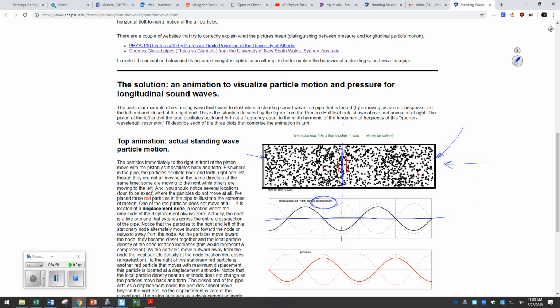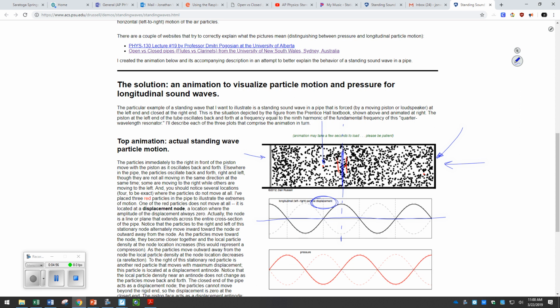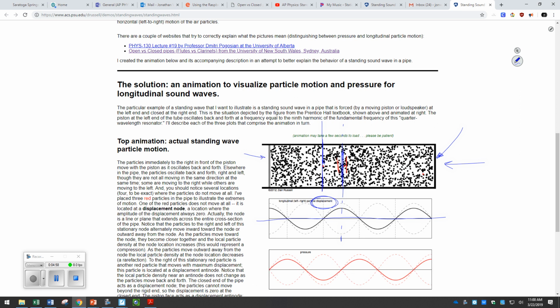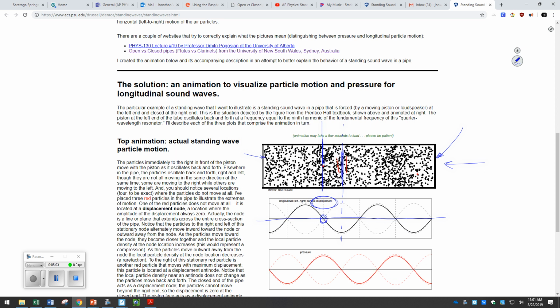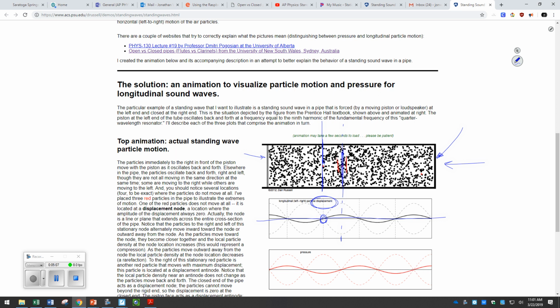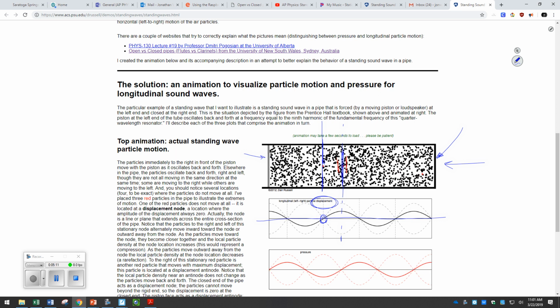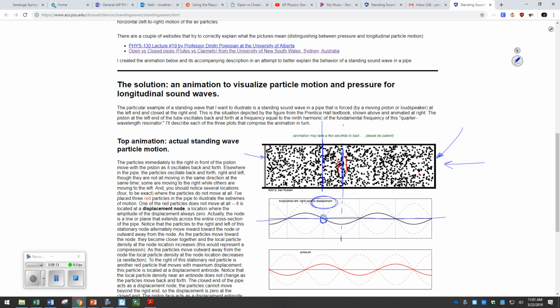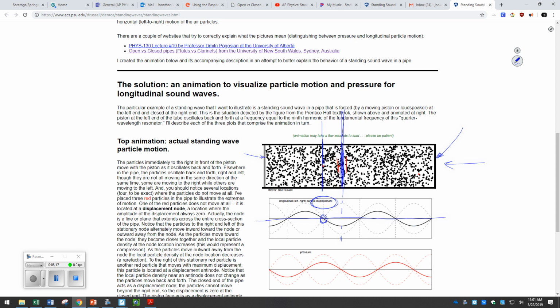But if you look at this place here, that particle doesn't move at all, and none of the particles along this line move at all relative to their equilibrium position. And so this is what's called a displacement node. There is no oscillation in particle position as a function of time. All right, here, everything along this line oscillates a lot relative to equilibrium position.